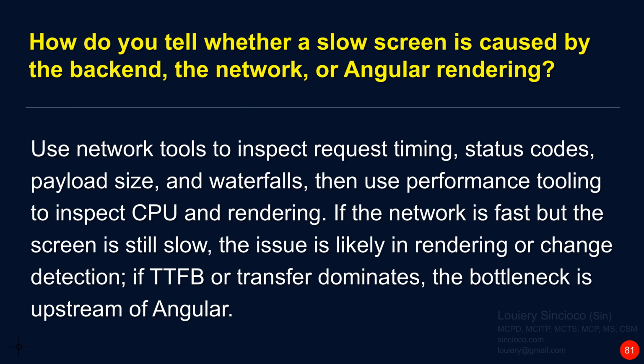How do you tell whether a slow screen is caused by the backend, the network, or Angular rendering? Use network tools to inspect request timing, status codes, payload size, and waterfalls. Then use performance tooling to inspect CPU and rendering. If the network is fast but the screen is still slow, the issue is likely in rendering or change detection. If time to first byte, or TTFB, or transfer dominates, the bottleneck is upstream of Angular.